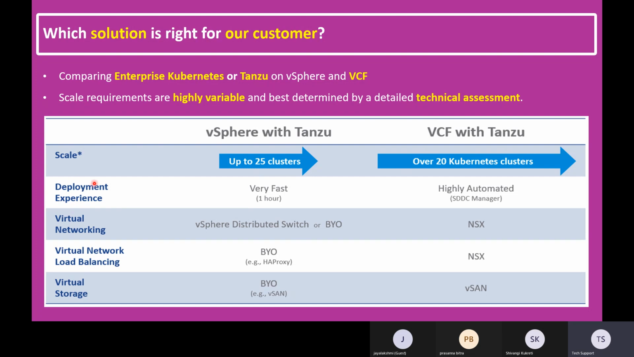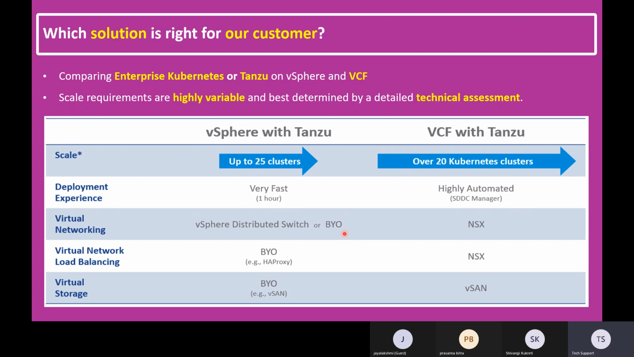And the deployment experience in vSphere is very fast. Within 1 hour, we can finish it, and VCF also has a highly automated option available. So both are very fast deployments. And from the networking perspective, in vSphere, you can use vSphere Distributed Switch. If you have a virtual switch, it's not recommended to use Tanzu. The minimum requirement, as in today's introduction slide, for Tanzu prerequisites is that we require at minimum a distributed switch, or BYO. BYO means bring your own network device.